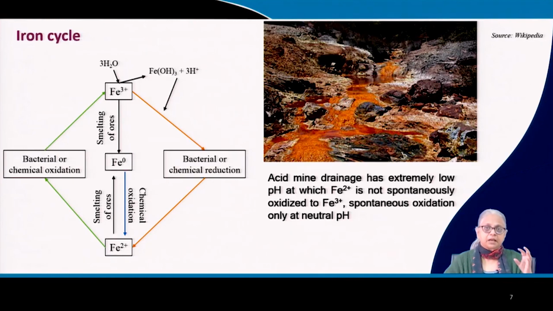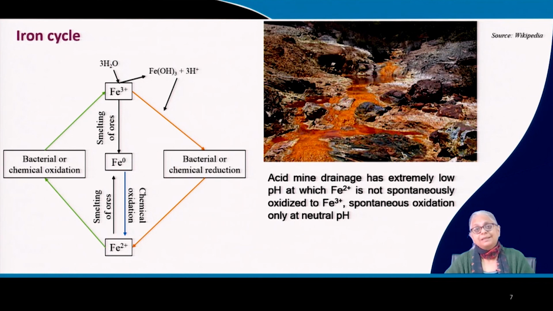So if you have anything that contains iron, like steel or any alloy of iron and so on, you get this rust and precipitation of ferric iron. What is happening in acid mine drainage is very different from what we see in our normal environment. In our normal environment, when iron containing material is in contact with water, the pH is 7, and under neutral pH conditions, Fe2+ gets spontaneously oxidized to Fe3+. But acid mine drainage is a different game altogether.